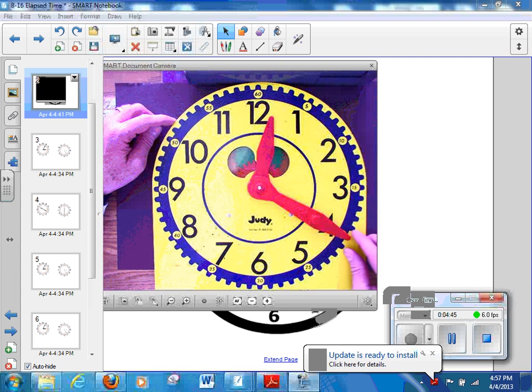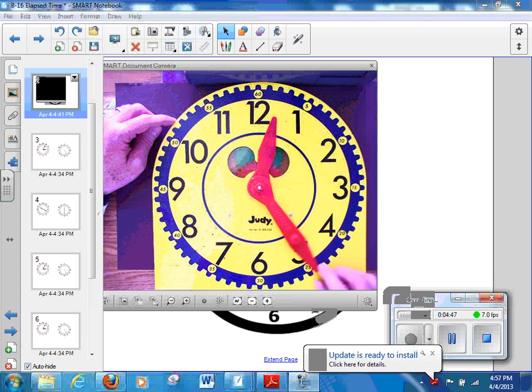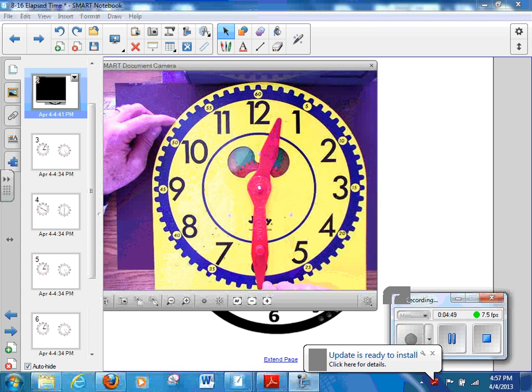And yet they didn't get back until 12:30. So now I have to count the minutes past those 2 hours. And we count by fives, and it's 5, 10. So it was 2 hours and 10 minutes that elapsed from the time they left until they got back.